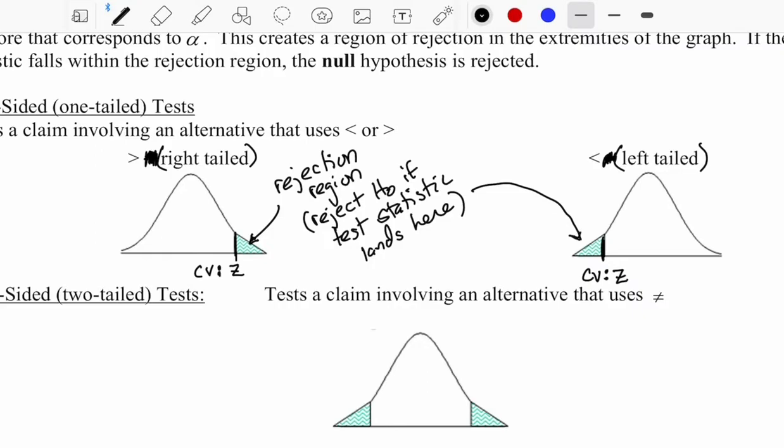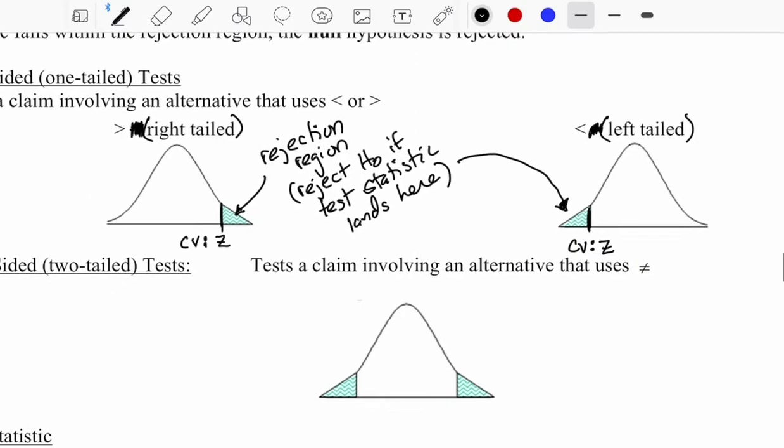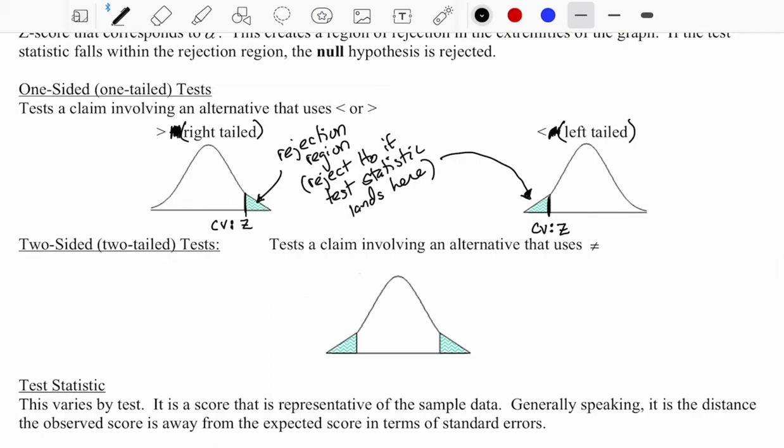And if your test statistic falls in that shaded region based off of the cutoff value, then you would reject the null hypothesis. All right. Tests involving an alternative that uses a not equal to symbol. Not equal to could mean that you don't know if it's greater than or less than, but you know it's one of those two. So the not equal to symbol is thought of as greater than or less than. All right, so we account for both of them.